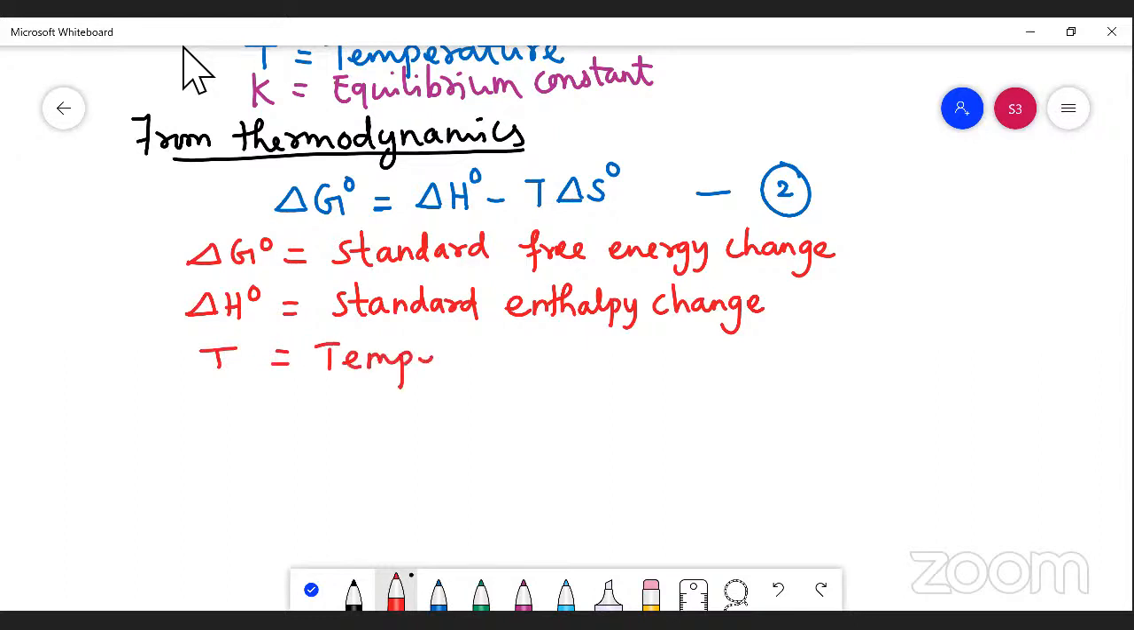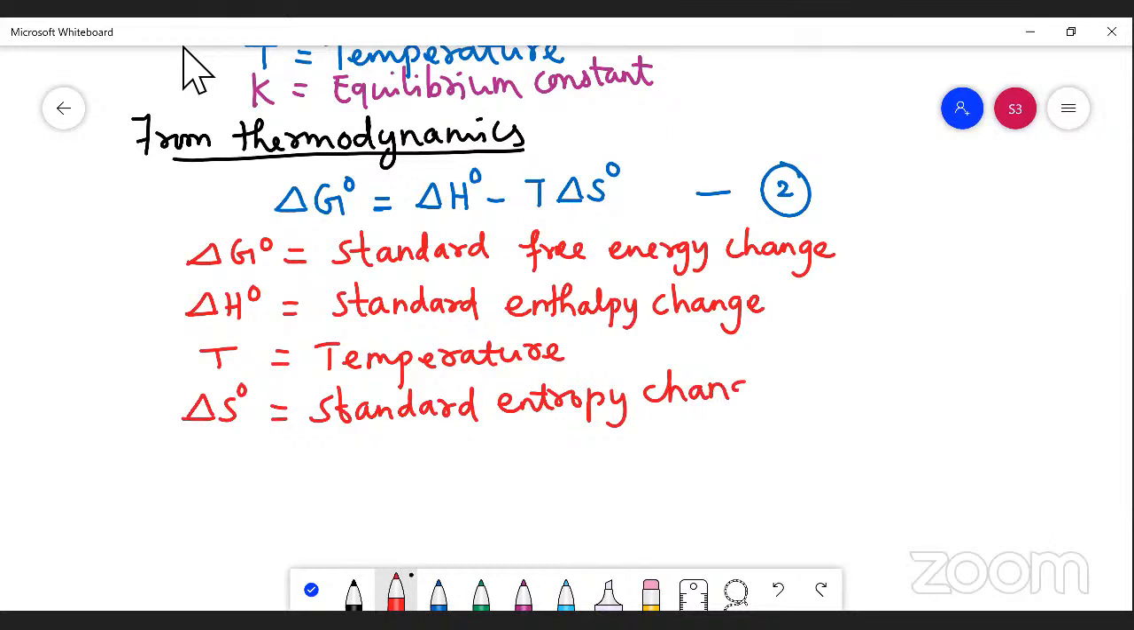This is the temperature involved in the system. T is a measure of temperature. And del S naught is nothing but the standard entropy change. What is this? Entropy change. We know that entropy is a measure of disorderness in the system.